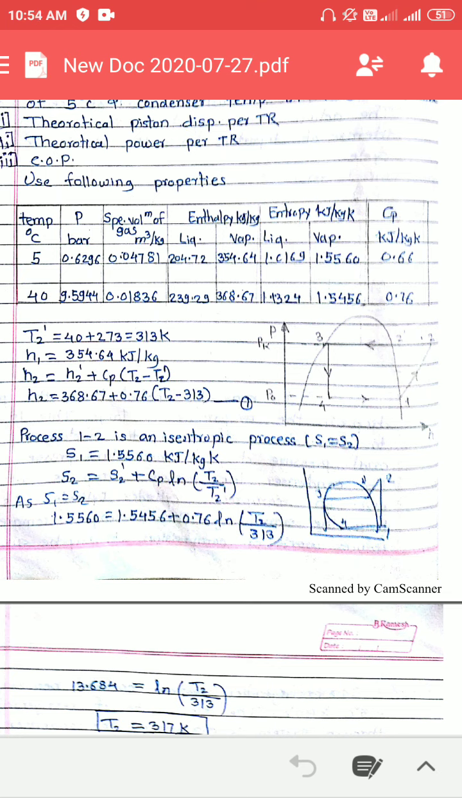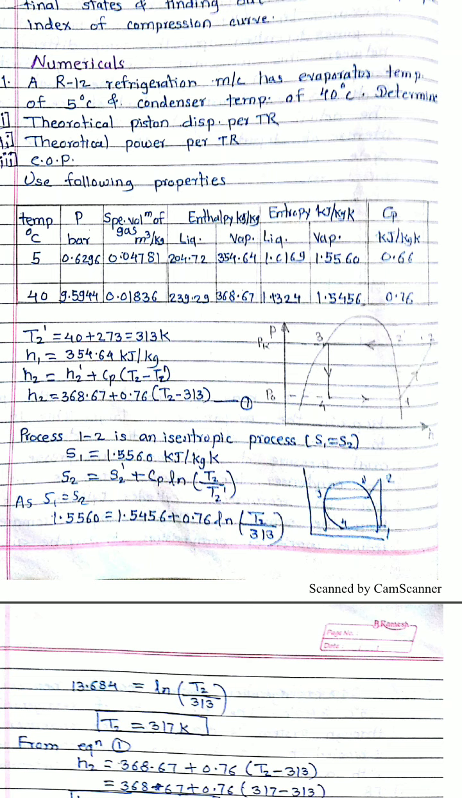Also the properties at 40 degrees Celsius are given. Pressure is 9.594 bar, specific volume is 0.01836, enthalpy of liquid is 239.29 kilojoule per kg, enthalpy of vapor is 368.67 kilojoule per kg, entropy of liquid is 1.1324, and entropy of vapor is 1.5456. Also the specific heat at 40 degrees Celsius is 0.76 kilojoule per kg Kelvin. So these properties are given here.